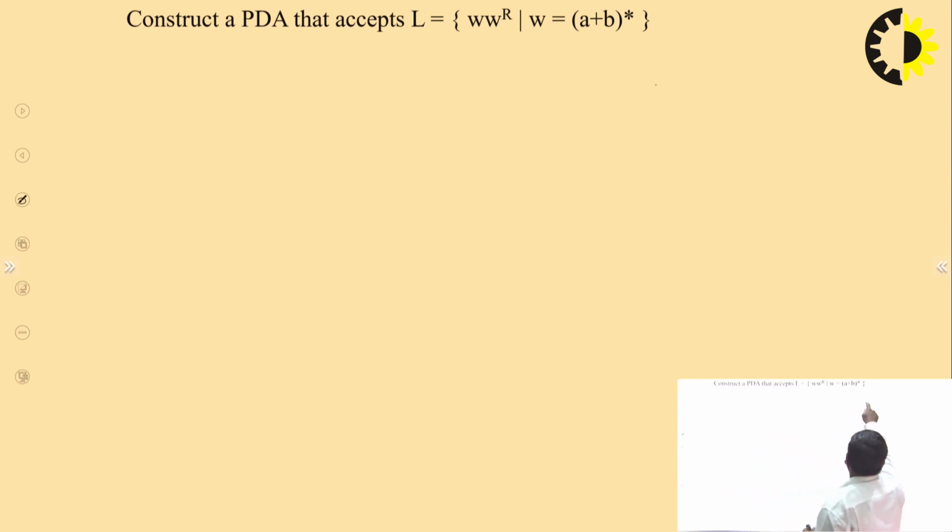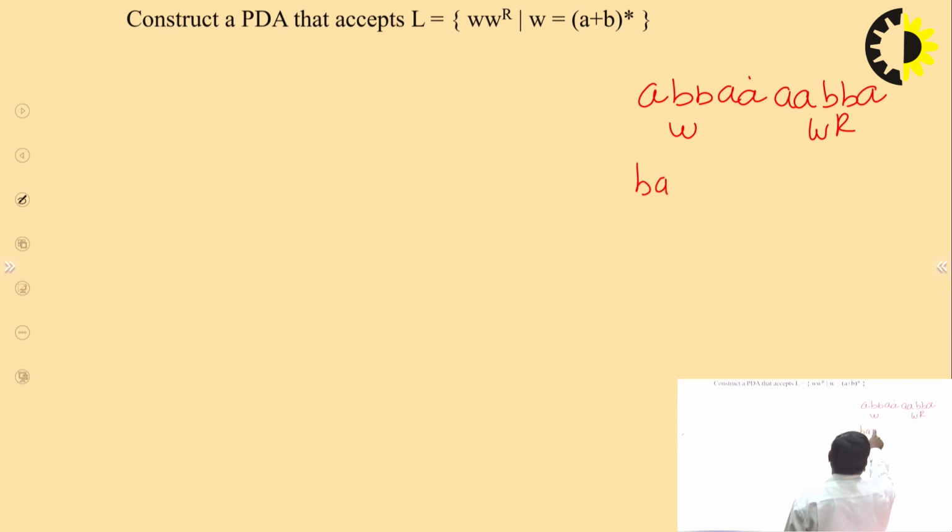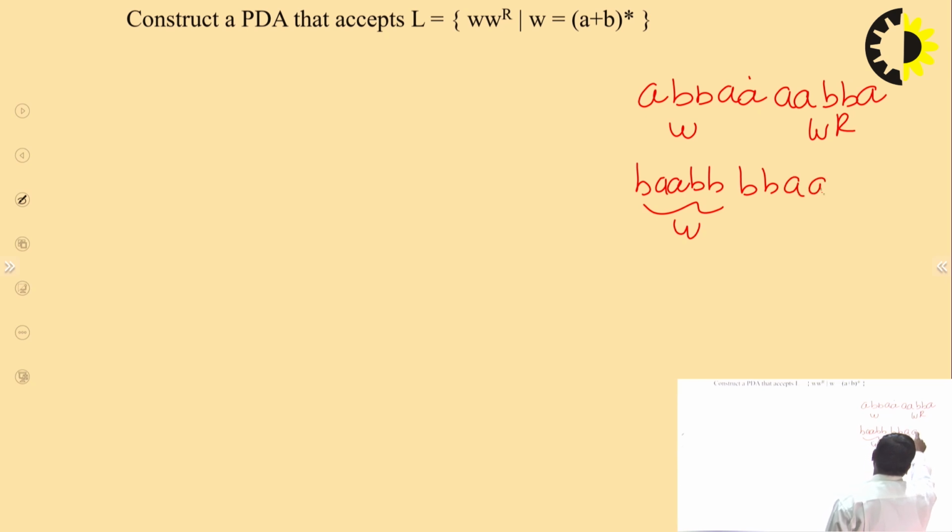For example, A B B A A. Now this is W, and what is the reverse? A A B B A. Now this is the WR. A string can start from B also. It means B A A B B. Now if this is the W, what is the WR? B B A A B.